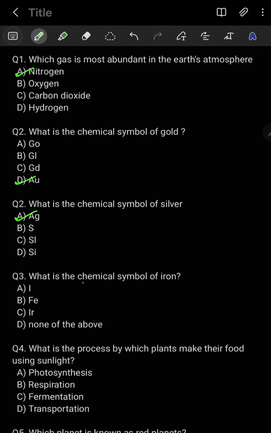Question number 3. What is the chemical symbol of iron? That one you have to comment in the comment section. Question number 4. What is the process by which plants make their food using sunlight? Option E is the correct option, photosynthesis.